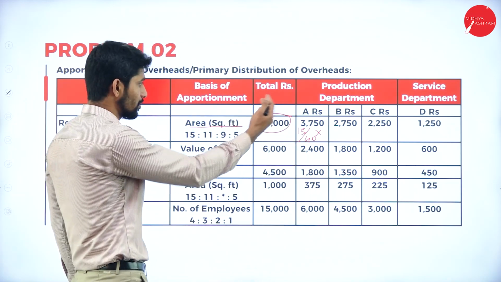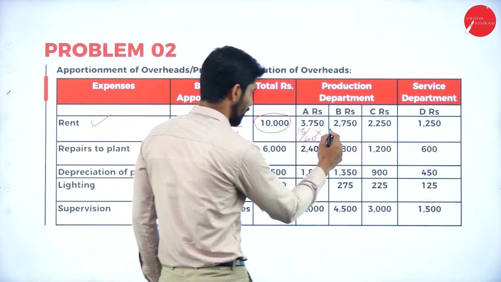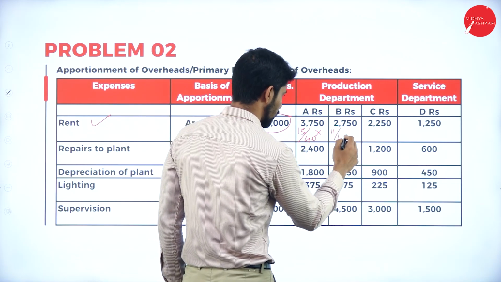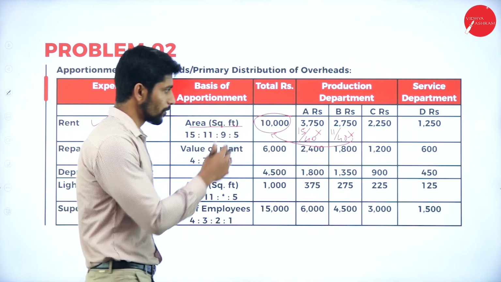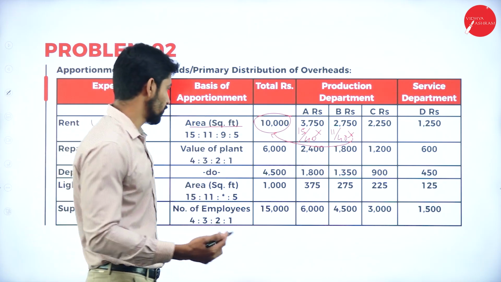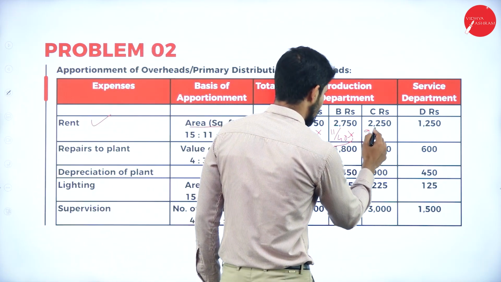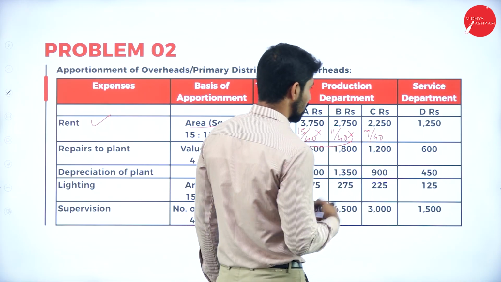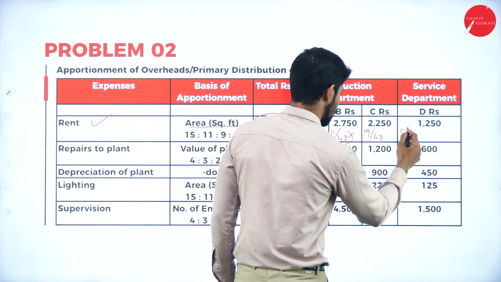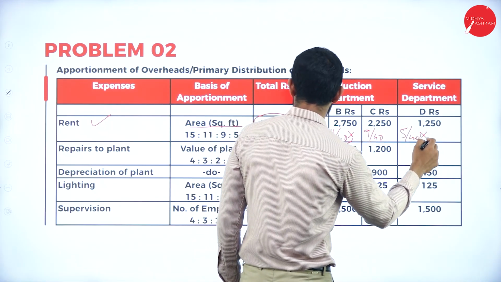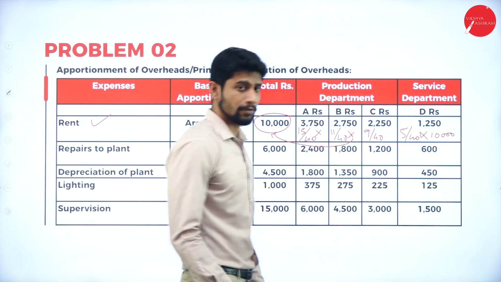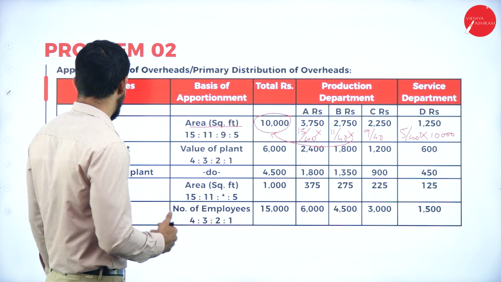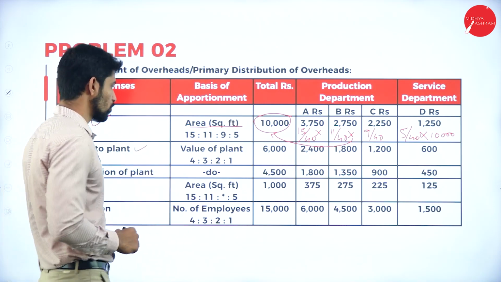3,750. Next, department B. So 11 divided by 40 into how much? 10,000. You will get 2,750. Next, 9 divided by 40. Next, 5 divided by 40 into how much? 10,000. It is 1,250. Finished. Very easy. Next, repairs to plant.